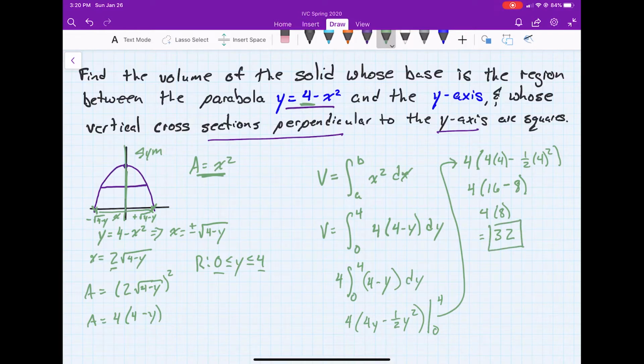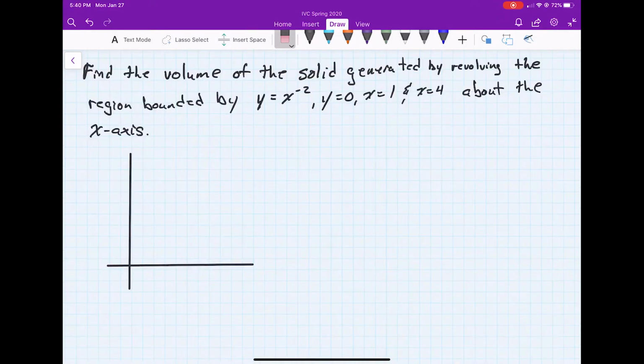So that was area by cross-section. And now we're going to do volume by the disk method. So a volume that's rotated about an axis, as you can see by this problem. Now we have y equals x to the negative 2. We can rewrite this as y equals 1 over x squared. Now it should be something that's more readily recognizable.